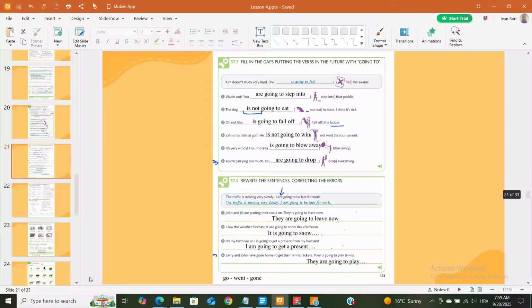37.3 Fill in the gaps, putting the verbs in the future with going to. Kim doesn't study very hard. She is going to fail her exams. Watch out. You are going to step into that puddle. Is not going to eat. Is going to fall off.